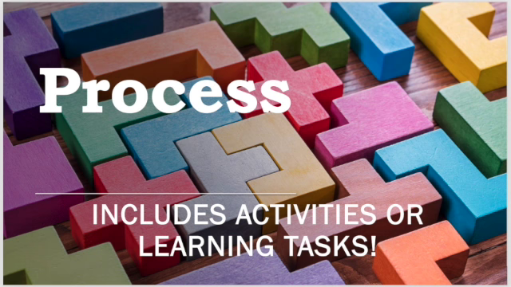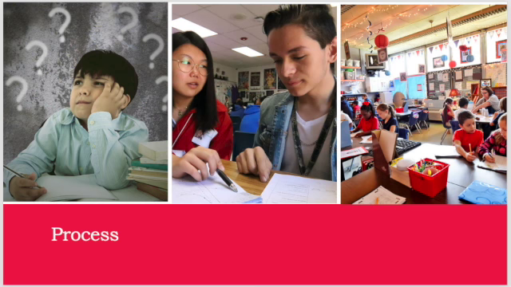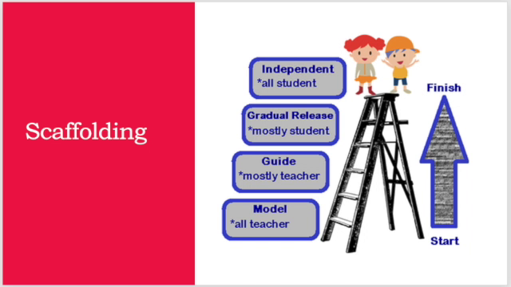The process is how we teach and how students make sense of what we want them to learn. What activities or learning tasks will you ask your students to complete during the lesson? These are part of the process. In a differentiated instruction classroom, students should be able to work alone, with partners, or in small groups or in centers. Scaffolding is also a great way to ensure equity in your classroom.